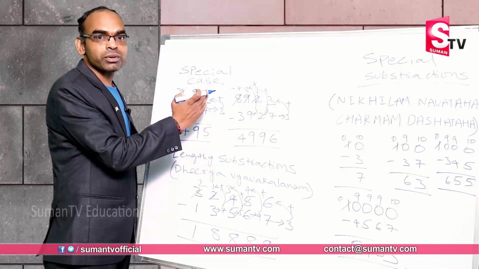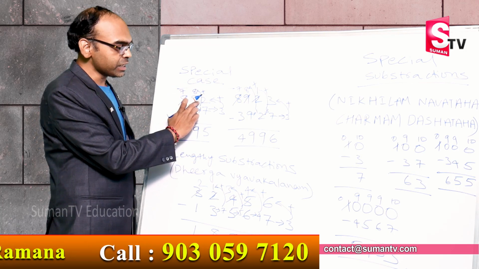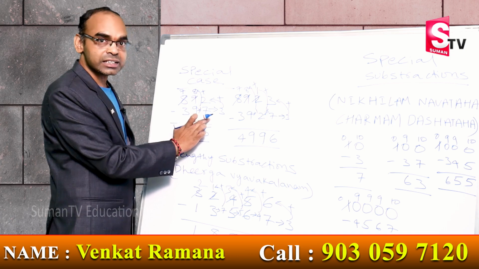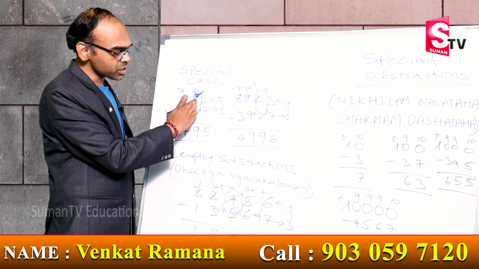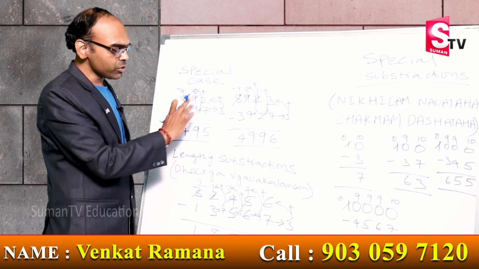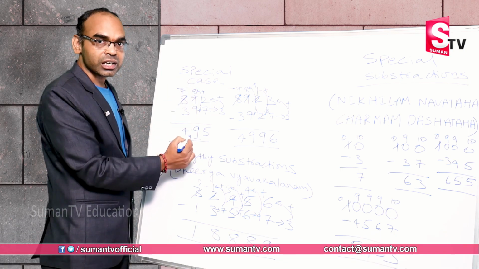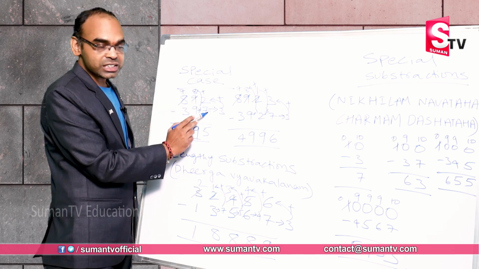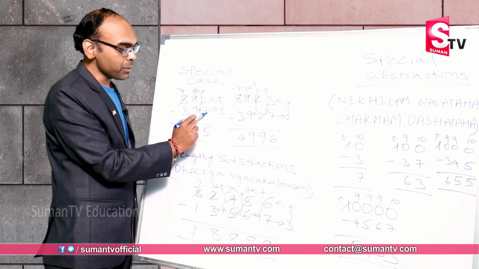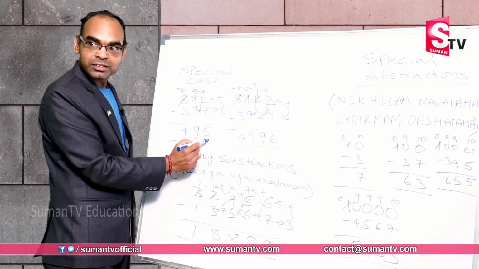Okay, now we will discuss some special case problems. Here if you observe 892 minus 397, same digits are there: 9, 9. When you are having same digits, in the middle the same digit will come. Here 2, 7. For 7, as we discussed, the complement is 3. So 3 plus 2 is 5.